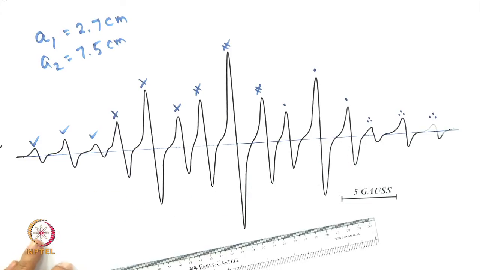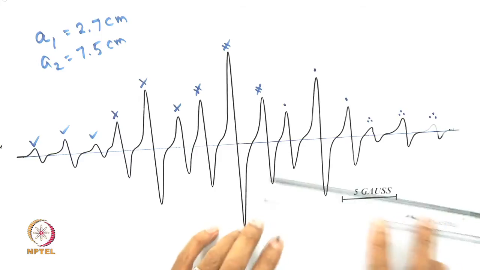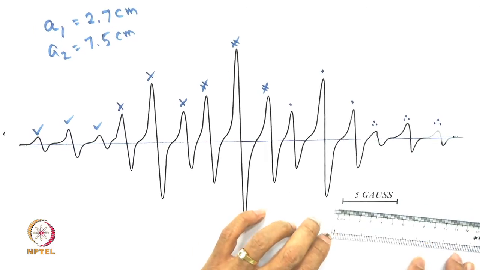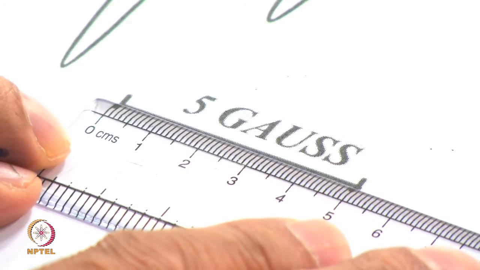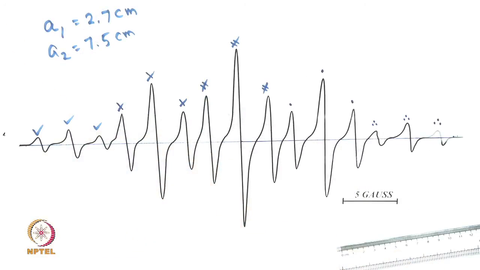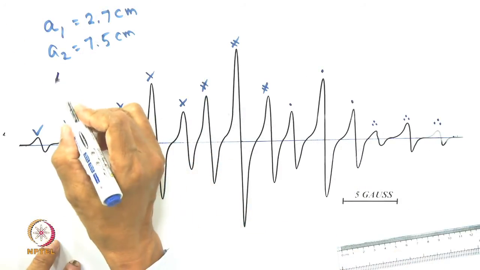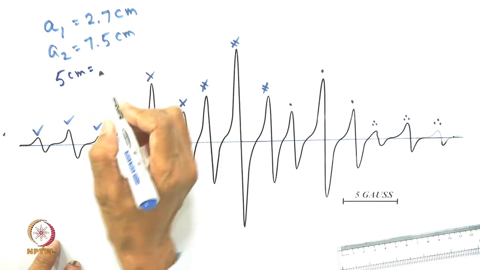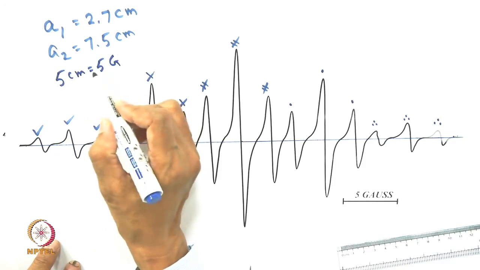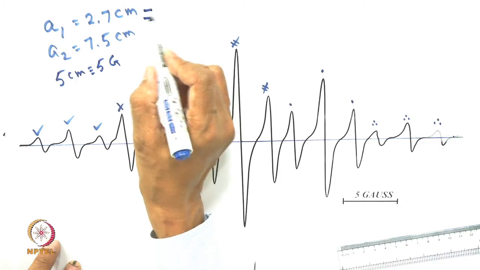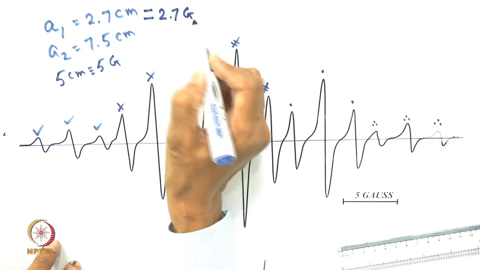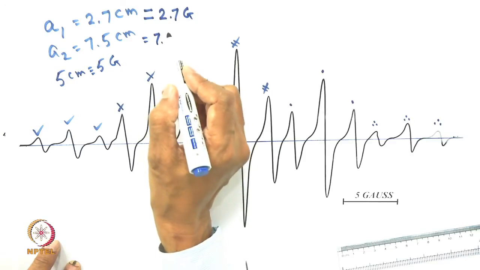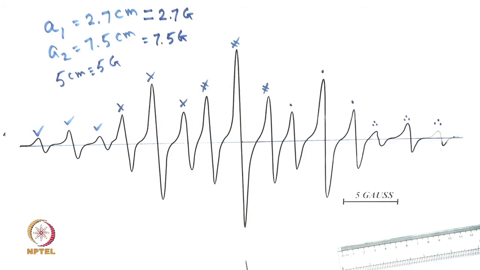Okay. So, now from the scale, again here 5 centimeter is called 5 Gauss. So, this corresponds to 2.7 Gauss, this corresponds to 7.5 Gauss. Here is the splitting constant. How about the relative intensities?